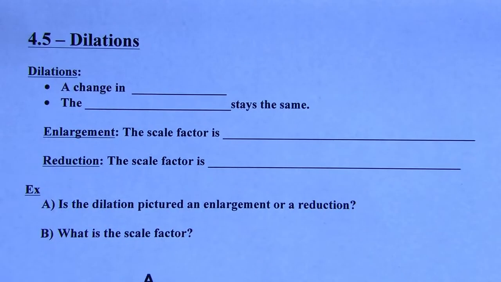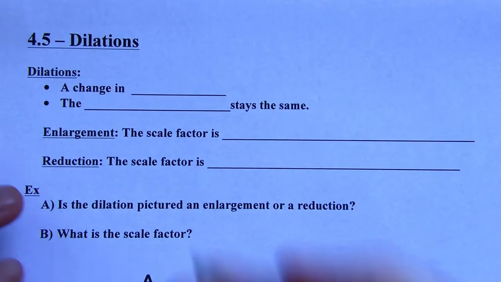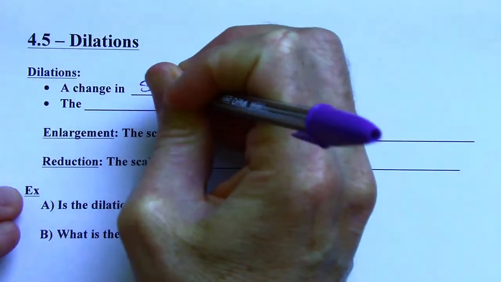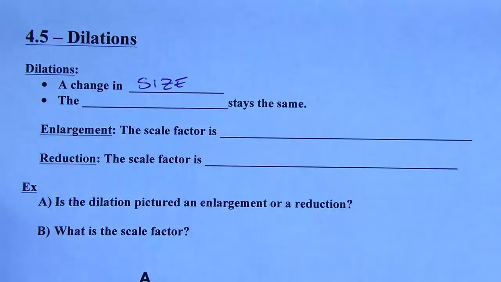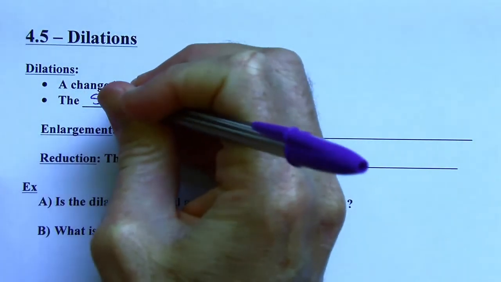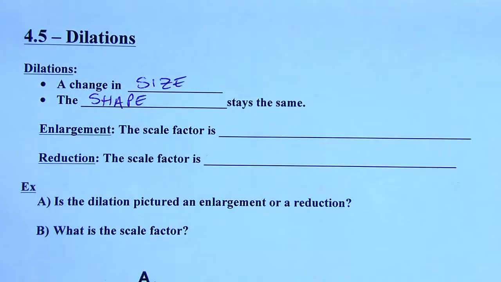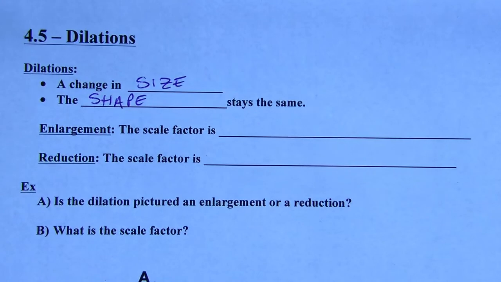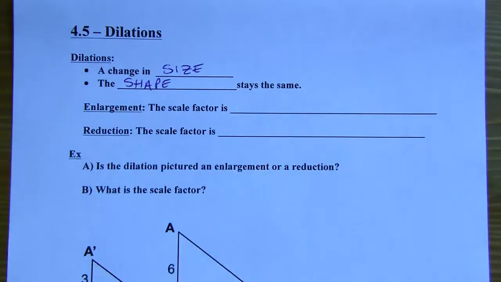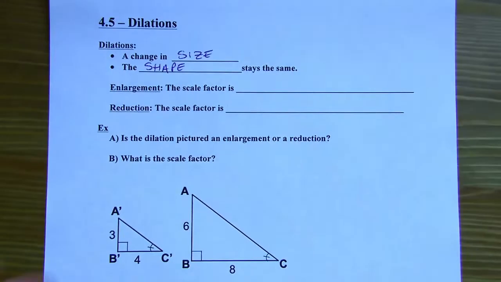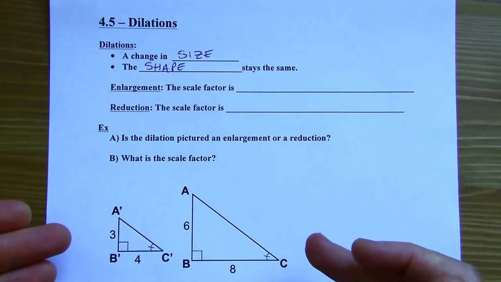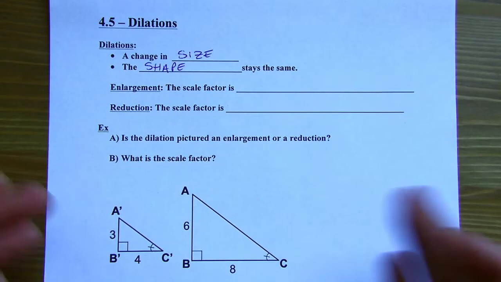Okay, so a dilation is a change in size. So the shape of a figure is going to stay the same after a dilation. So if you start with a triangle, you'll still end up with a triangle. That's going to look similar. They're going to be similar triangles actually, like in this diagram I have down here. Right? They're not going to change. It's not going to change the shape, just the size.